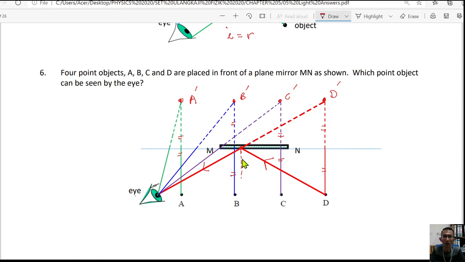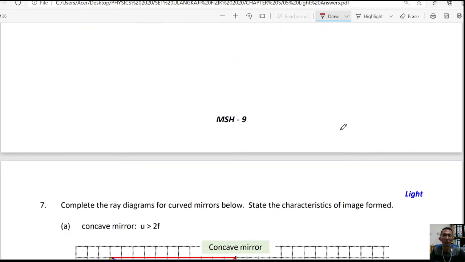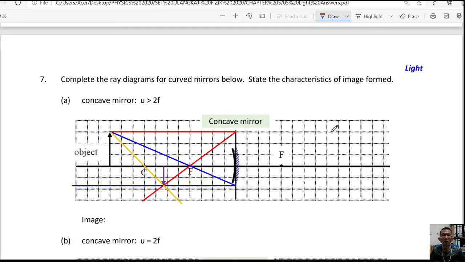You can check that this angle of incidence must equal this angle of reflection. So if you look at the blue, the purple, and the green lines, they don't hit the surface of the mirror, so you won't be able to see the object. Okay, follow. Alright, so next, complete the ray diagram for the curved mirror.